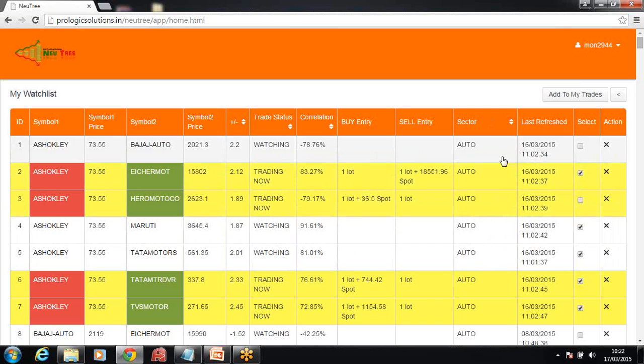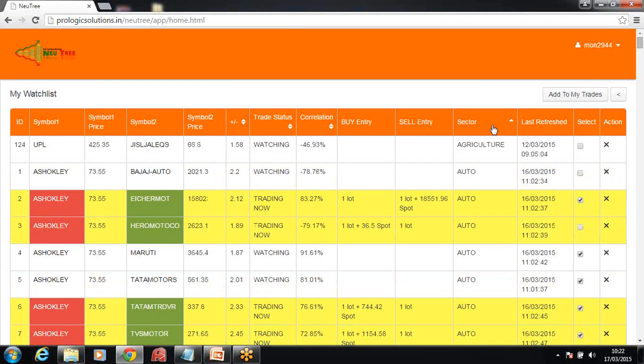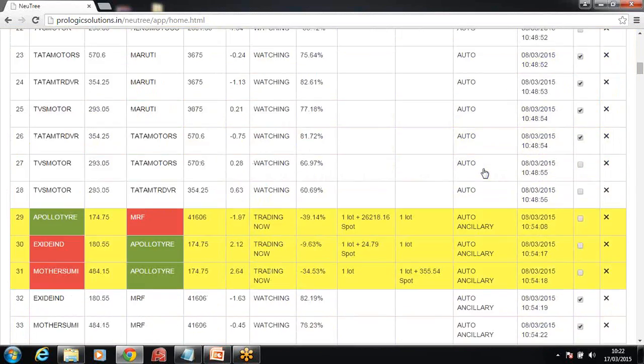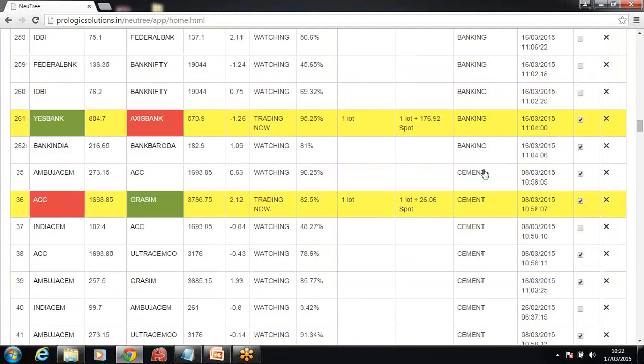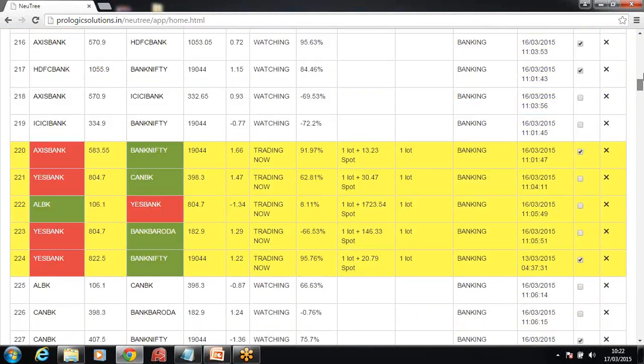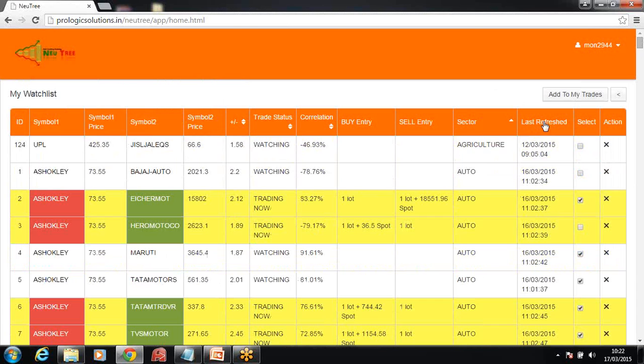And we have the sectors. So you can check all this sector wise. So auto, agriculture, auto ancillary, banking, and so on and so forth. You can segregate it this way. And the last refreshed date or time is that of our servers, which are in the US. So those timings are mentioned here.